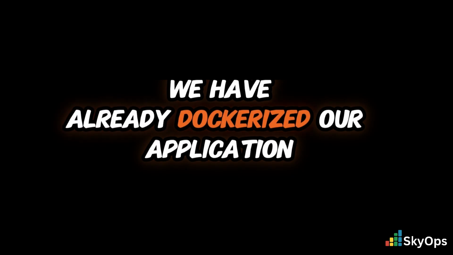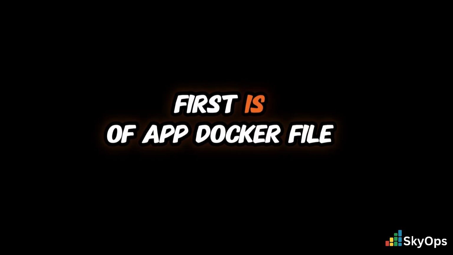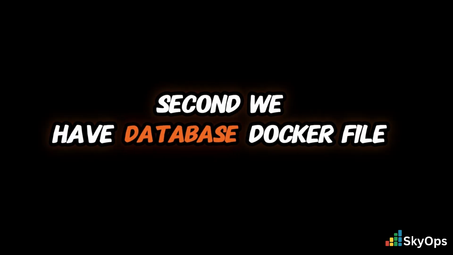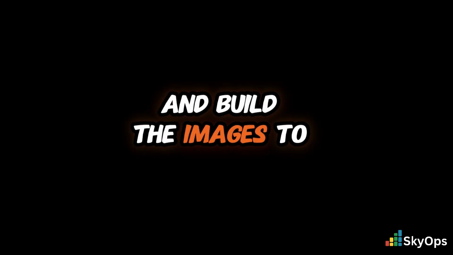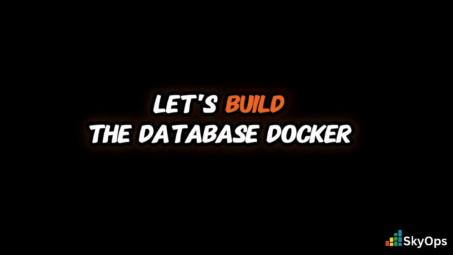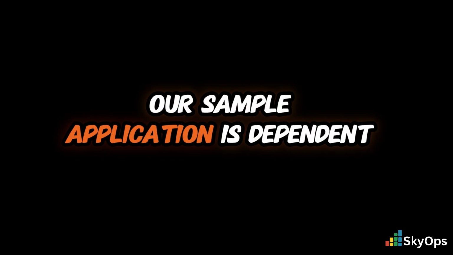We have already Dockerized our application. Our application consists of two Dockerfiles. First is the app Dockerfile. Second, we have the database Dockerfile. Let's first deploy it locally and build the images to push to the ECR. Let's build the database Dockerfile first, as our sample application is dependent on it.